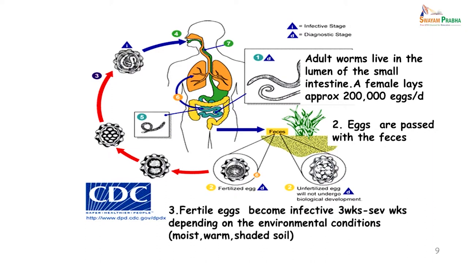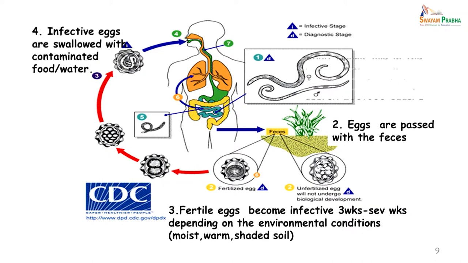So, this fertile egg becomes infective about 3 weeks after it has lived in the soil. This of course depends on the environmental condition. It needs to have a moist, warm, shaded soil. Once it undergoes maturation and it is ingested by the human host with contaminated food and water, then it goes through the stomach into the intestine where the larva hatches.